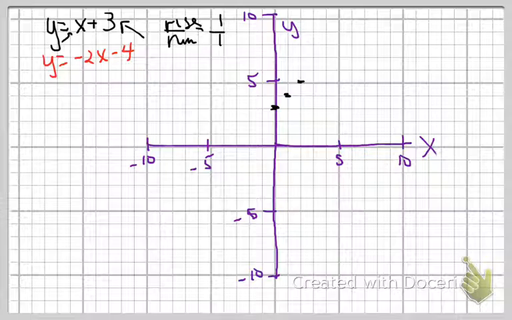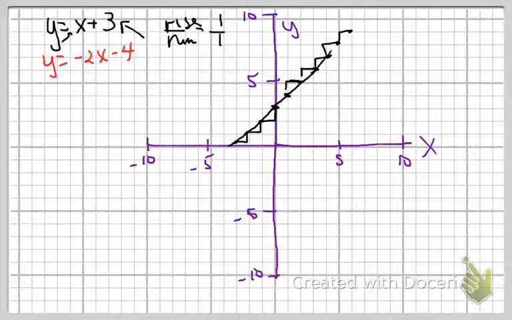Up 1 over 1, making those right triangles like we did before. Since it's positive, I can also go down, which is negative, and to the left, which makes it a negative. Down to the left. And then I can connect my line in this way.